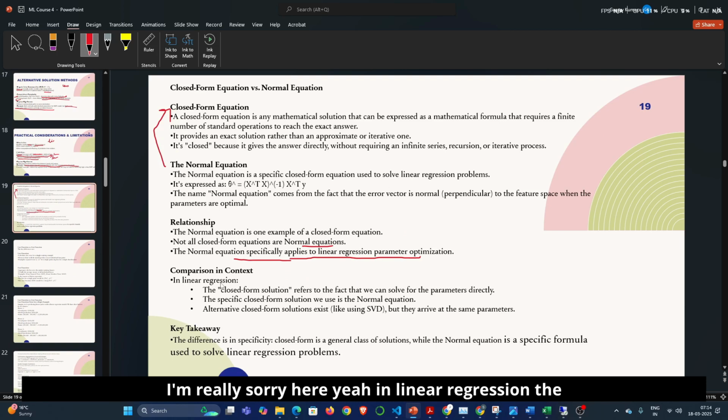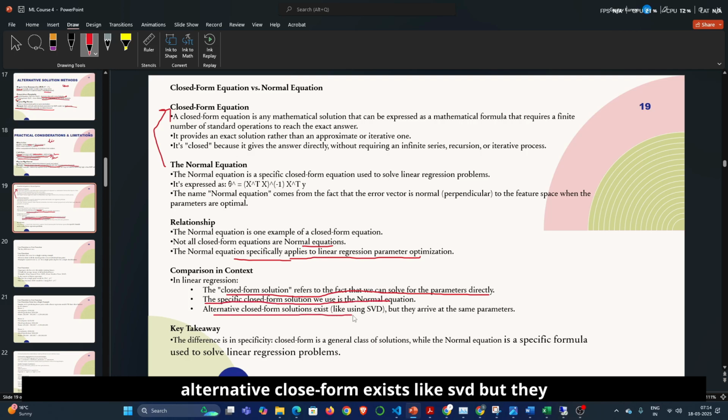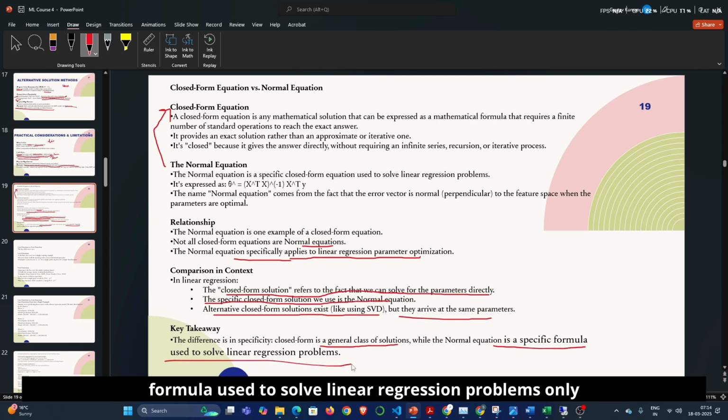In linear regression, closed form refers to the fact that we can solve for the parameters directly. For the closed form we use the normal equation. Alternative closed forms exist, like SVD, but they arrive at the same parameters. The key difference is that closed form is the general idea, while the normal equation is a specific formula used to solve linear regression problems. Only consider this lightly because nobody will ask you these things.